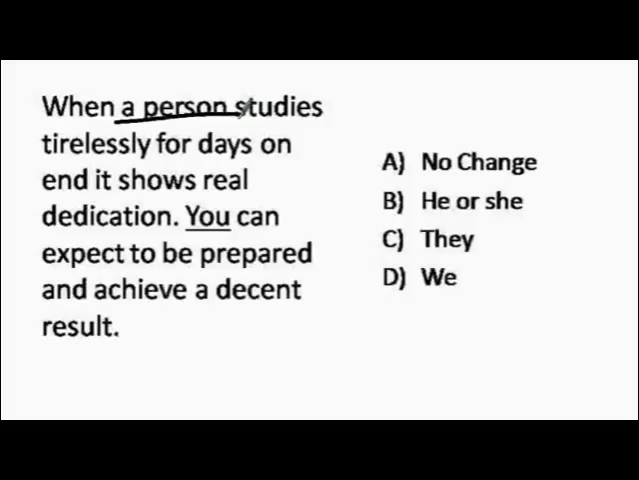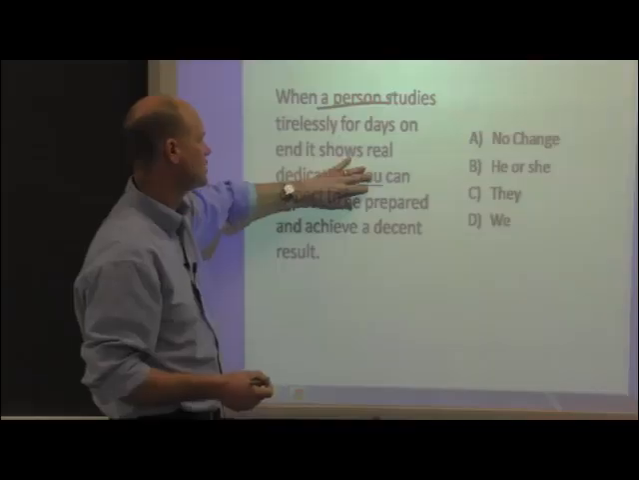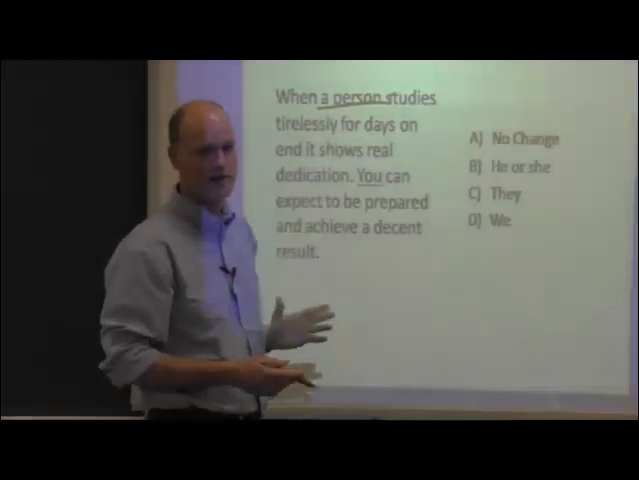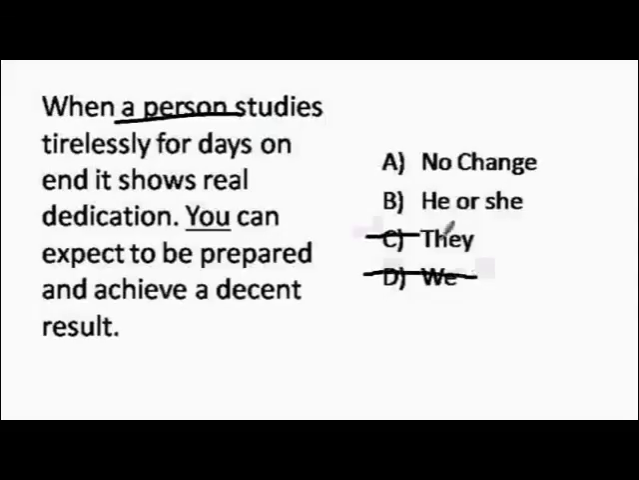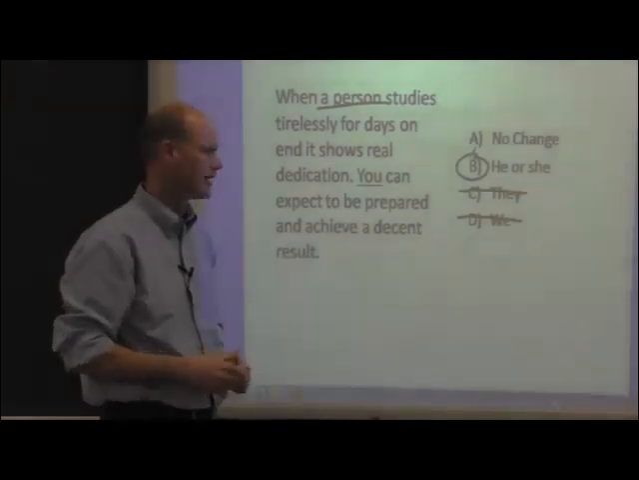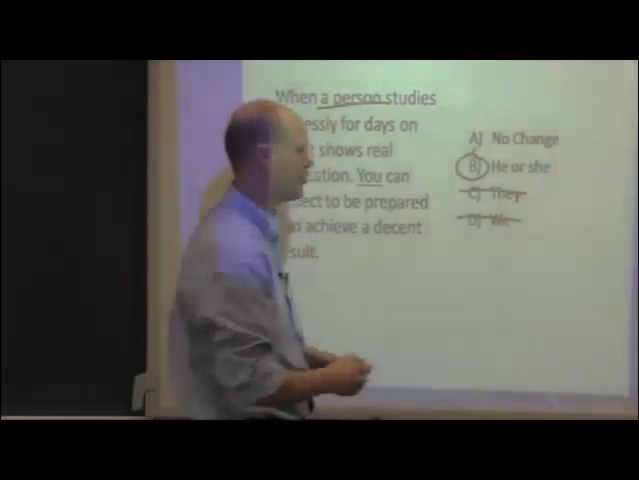So given the choices of A, no change, B, he or she, C, they, or D, we, we do need to make a change. And we also have established with the letter A up there that it's singular, so we can get rid of we and we can get rid of they right away. So we're left with he or she. He or she can expect to be prepared and achieve a decent result would be correct. Let's look at another example.